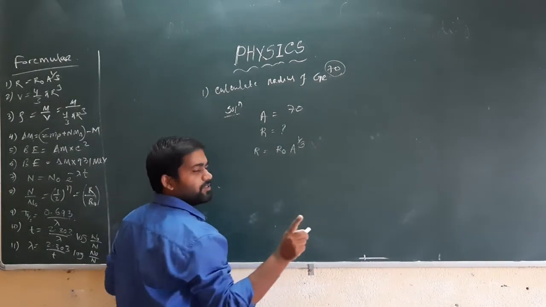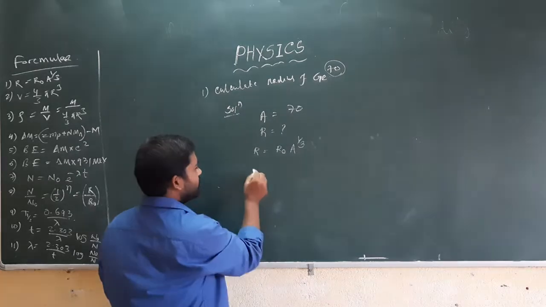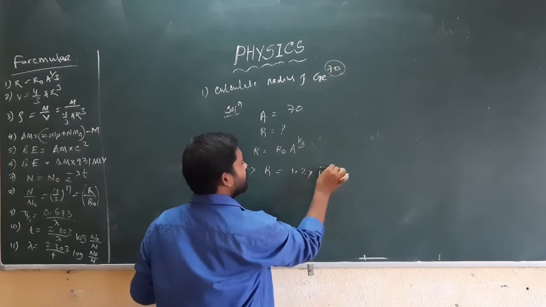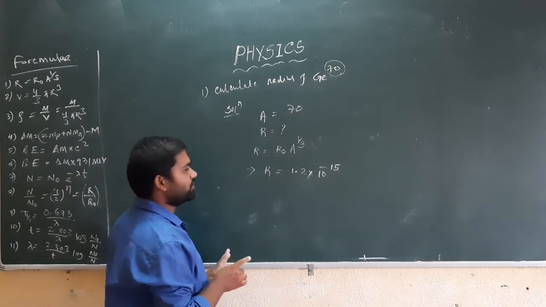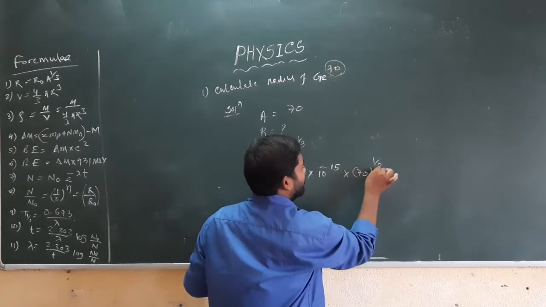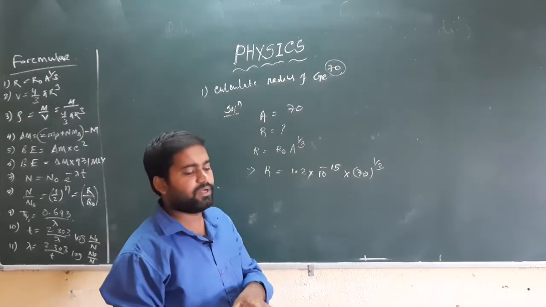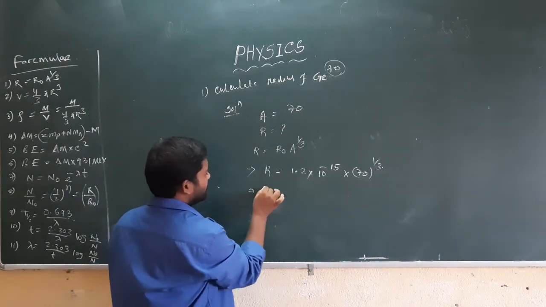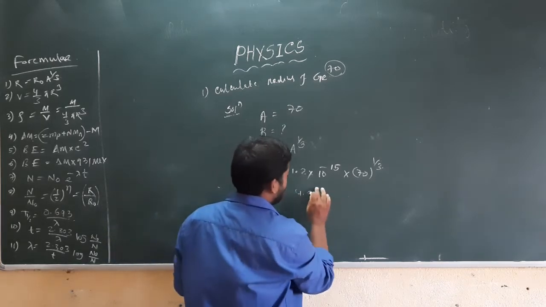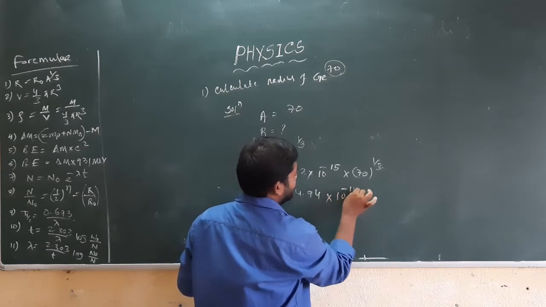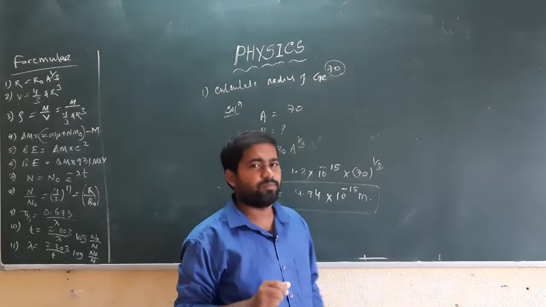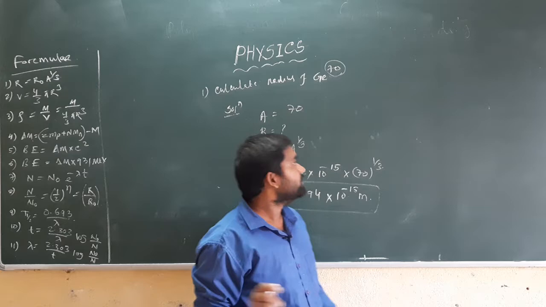1 Fermi is around 10 to the power minus 15 meter. If you substitute the values, r equals 1.2 into 10 to the power minus 15, the value of r0, times 70 to the power 1 by 3. If you calculate these values, then the radius of the germanium nucleus will be 4.92 or 4.94 into 10 to the minus 15 meter. So that will be the radius of the germanium nucleus. Understand?